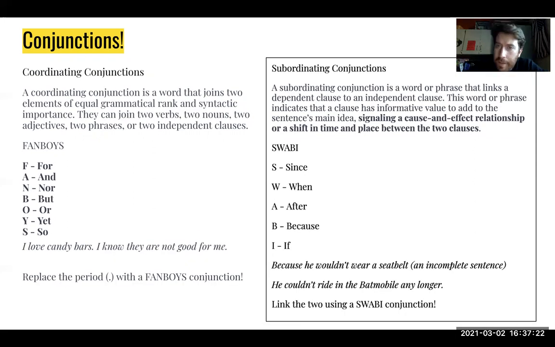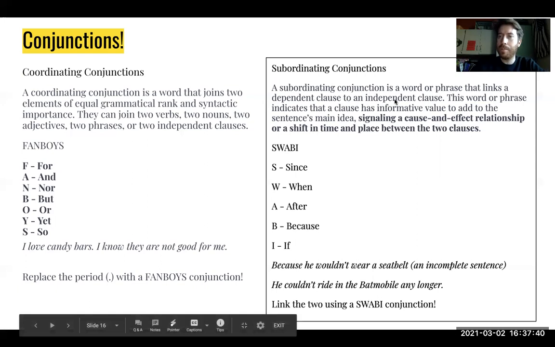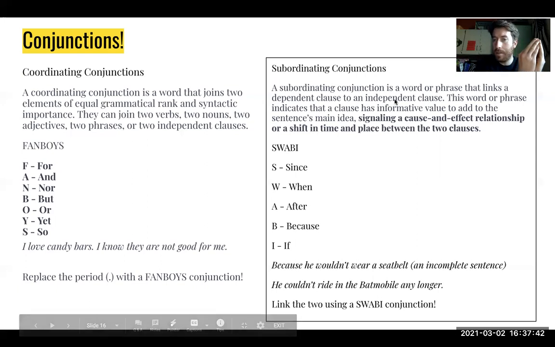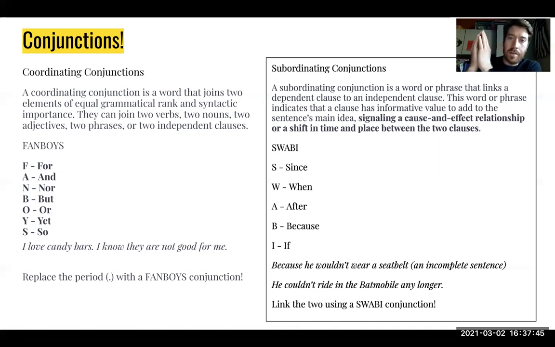Great. Okay, subordinating conjunctions. This one's a little more complicated, and again, this kind of changes the meaning a little bit. And I bolded why, but a subordinating conjunction is when you have a word or phrase that links a dependent clause to an independent clause. So again, from the beginning of this presentation, we talked about independent clauses being full, standalone, and complete sentences, where a dependent clause is not a complete sentence, and you have to add something to it. So this word or phrase indicates that a clause has value to add, signaling a sort of cause and effect relationship.